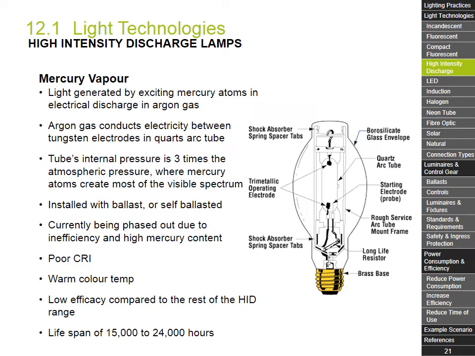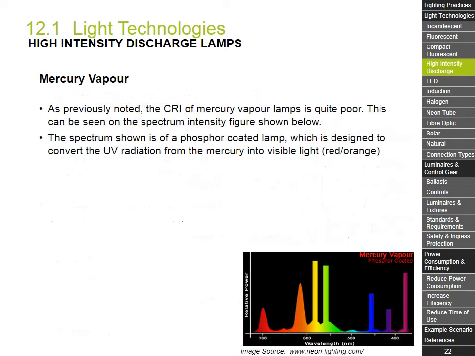Like incandescent lamps, mercury vapor lamps are currently being phased out as they are not very efficient and have a high mercury content. They also have poor CRI values and low efficacy compared to the rest of the HID lamp range. Their lifespan ranges from 15,000 to 24,000 hours, and these lamps are used mainly in industrial lighting, sign illumination, and stadiums. As previously noted, the CRI of mercury vapor lamps is quite poor. This can be seen on the spectrum intensity figure shown below, with peaks in the yellow and green wavelengths.